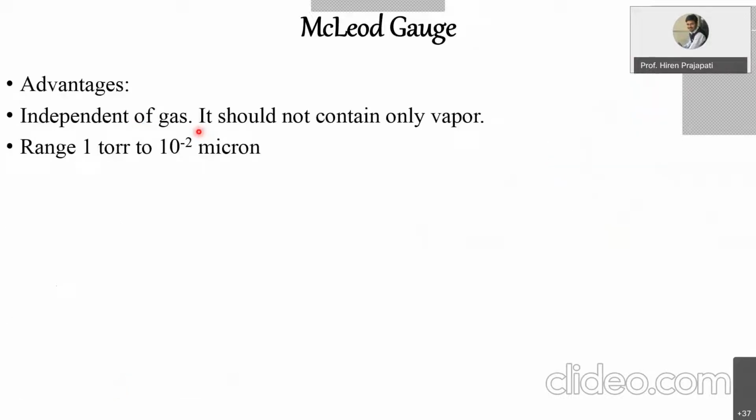Advantages: independent of gas. It should not contain only vapor portion in it, so that compression is possible. Otherwise, if vapor comes, then compression would be difficult. So that's why we get some error. Measuring range, that is 1 torr to 10 raised to minus 2 micron of Hg.